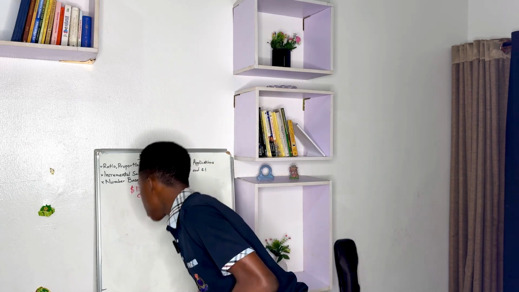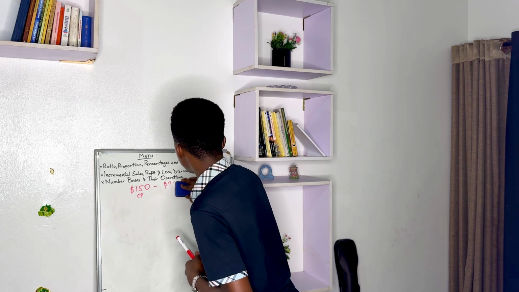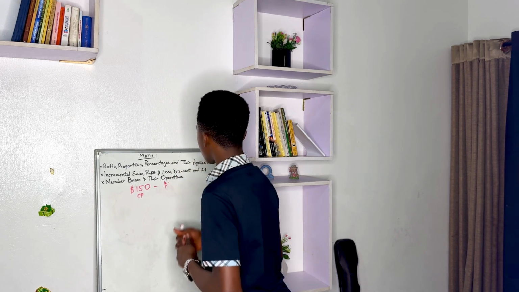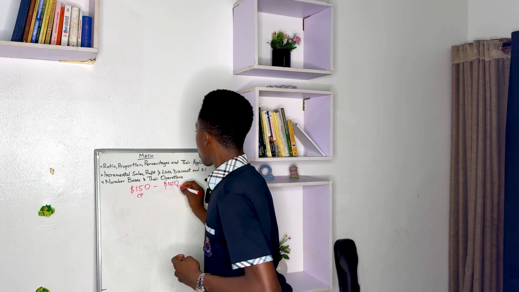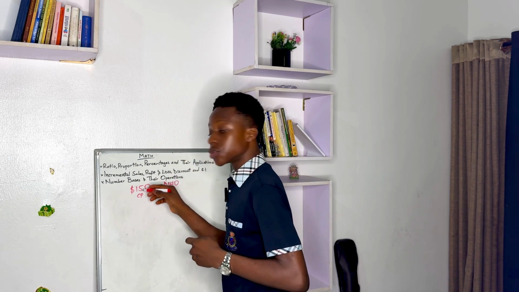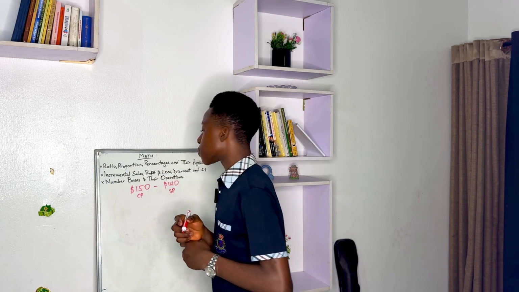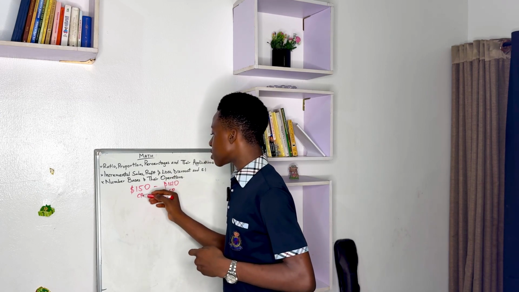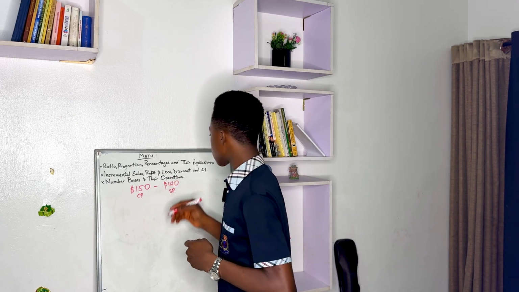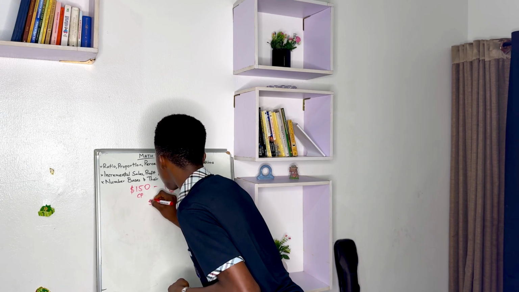So what about loss? Let's say you bought another watch for $150, and then you sold that watch for, let's say, $140. And so $140 is how much you sold the watch, which is the SP, and the cost price is $150, which is how much you bought the watch. So because in this case the cost price is more than the selling price, the loss would be $150 minus $140, which would give us $10.